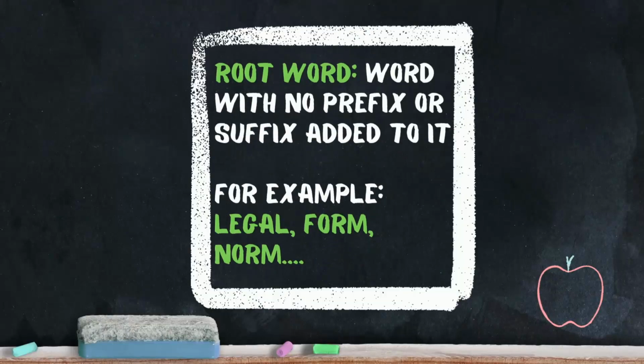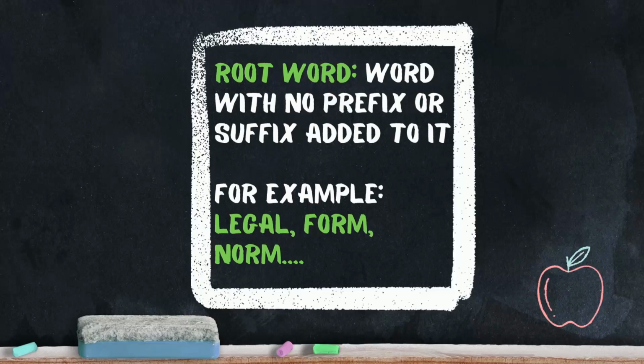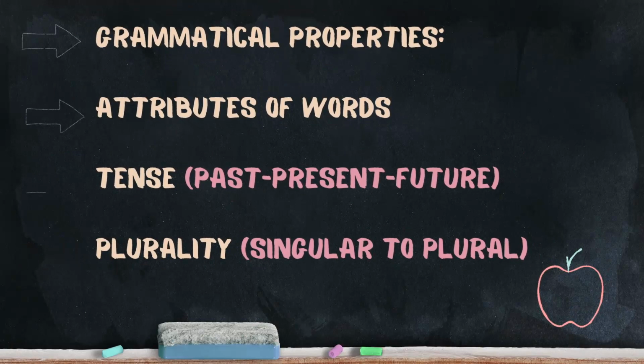Before we start, let's review the following concepts. Root word is a word with no prefix or suffix added to it. A root word has meaning on its own. For example, the words legal, form, and norm. The other concept is grammatical properties. These are attributes of words such as tense and plurality.